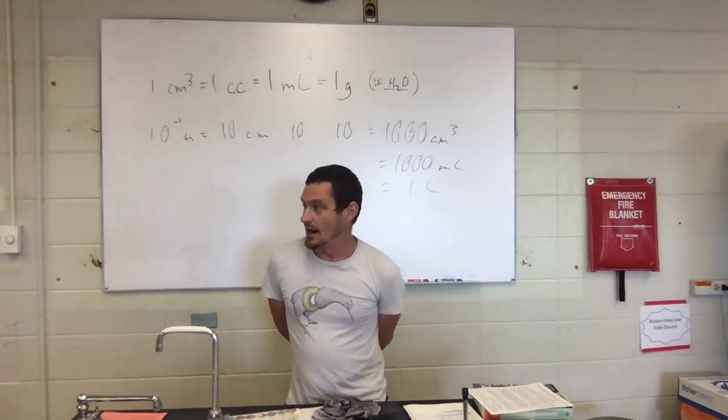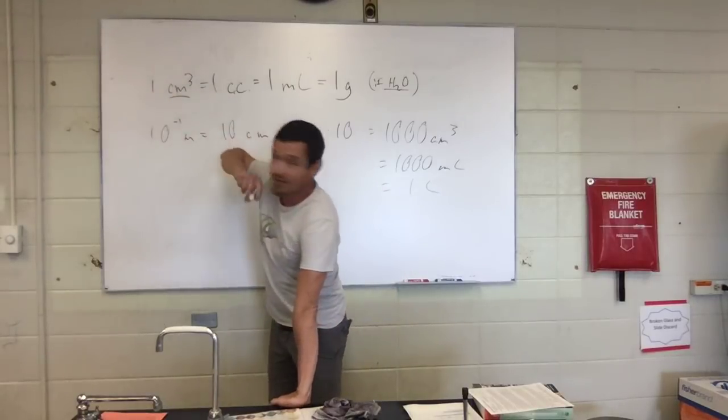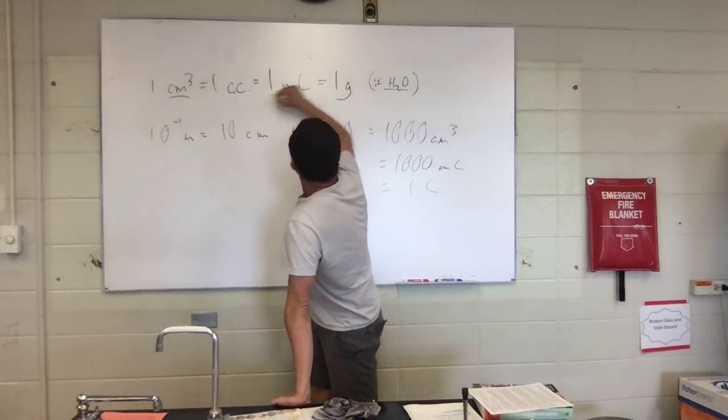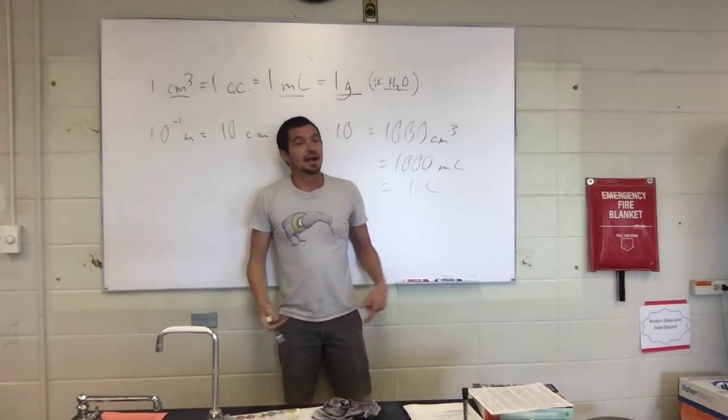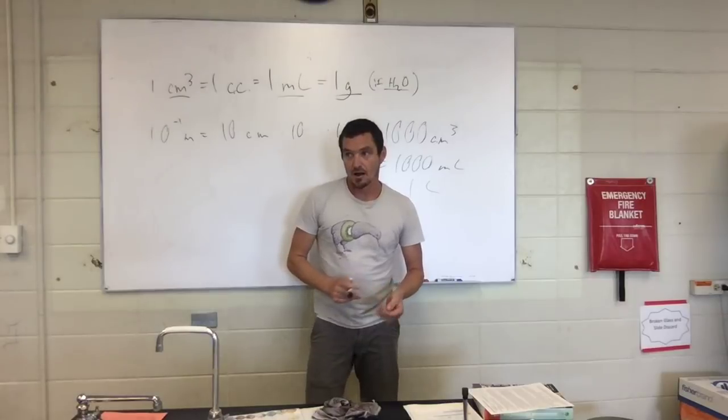All right. So the key conversion then again is that 1 centimeter cubed equals 1 milliliter, and usually equals 1 gram. Is the assumption. All right.